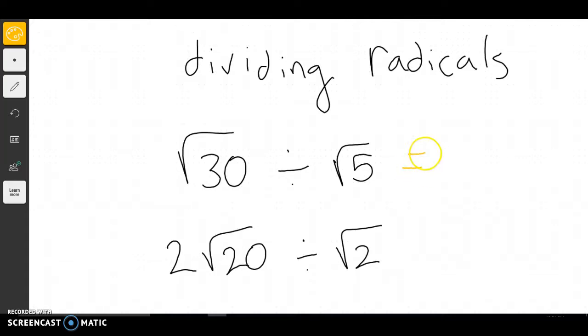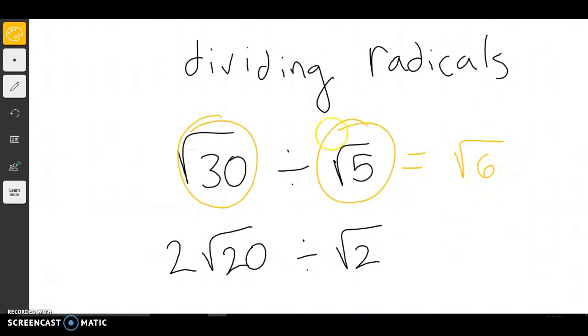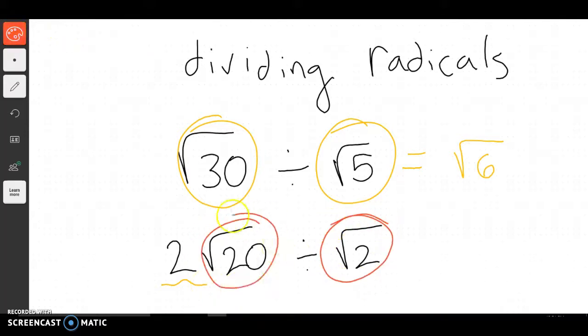So in this first one, I would divide radical 30 divided by radical 5, and this would give me radical 6. So they're both in radicals, and I can divide them. This one, because this 2 is outside the radical, when I go to divide this, I can only do radical 2 divided by radical 20. And radical 2 divided by radical 20 would give me 10, so I get 2 radical 10.